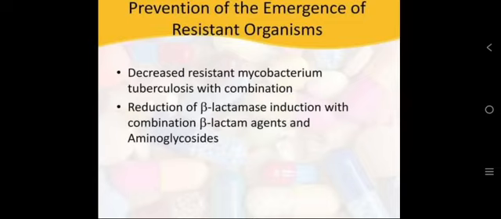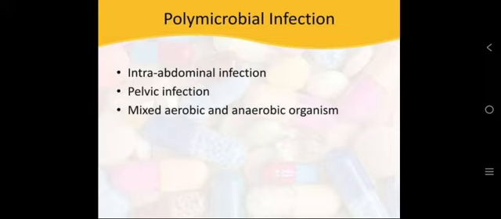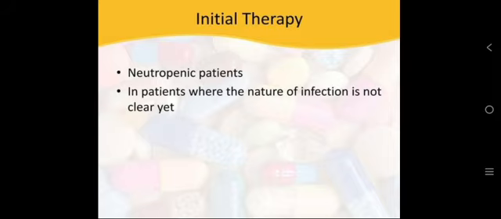Prevention of the emergence of resistant organisms. Decreased resistance in Mycobacterium tuberculosis with combination. Reduction of beta-lactamase induction with combination of beta-lactam agent and aminoglycosides. Polymicrobial infection. Intra-abdominal infections, pelvic infection, mixed aerobic and anaerobic organisms. Initial therapy. In initial therapy, the patients where the nature of infection is not clearly identified.